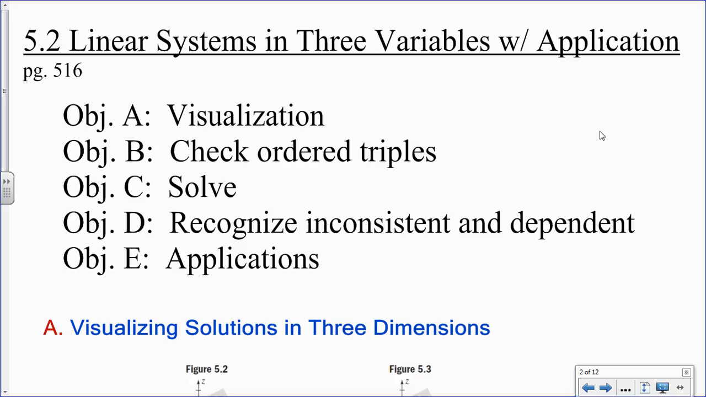So that's just objective A. That'll take us just a minute. And then checking ordered triples. So they're not ordered pairs anymore because there's 3 of them. So ordered triples. And then solve. So we'll get through A, B, and C today. We'll do D and E tomorrow.